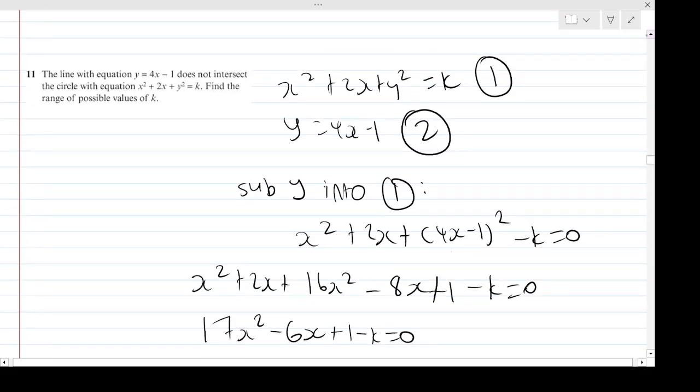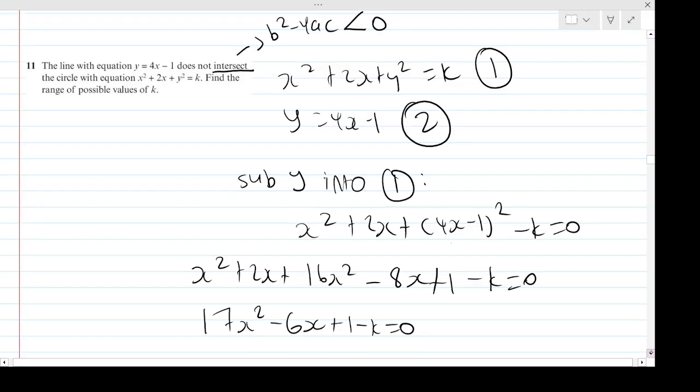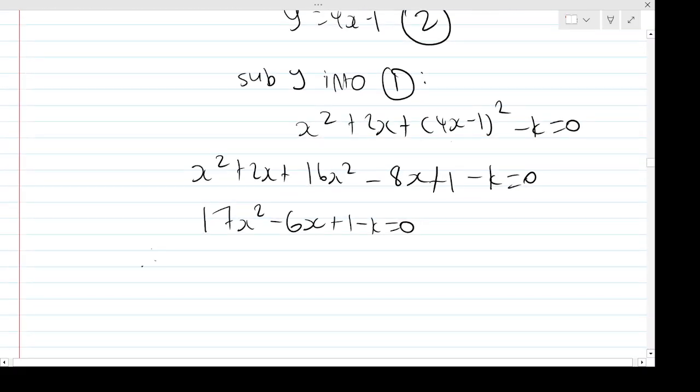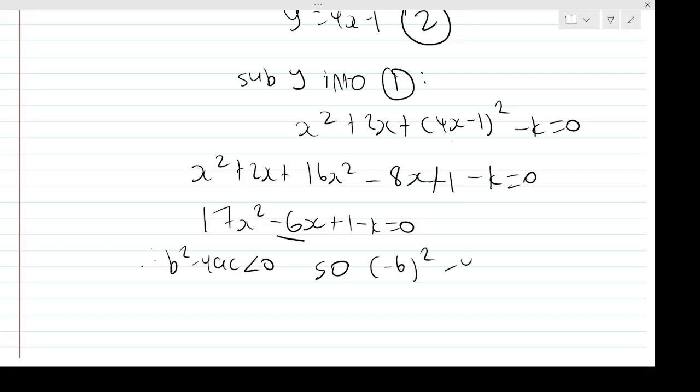Now, we are told the line does not intersect the circle. What does that mean? There's no intersections, so there's no solutions when they are equal to each other. That means that if there's no solutions, the discriminant of the quadratic has to be less than 0. Therefore, if we then do the discriminant here, b squared minus 4ac less than 0, so we get that, well, b squared would be minus 6, all squared, take away 4 of a was 17, then c would be 1 minus k, and that'd be less than 0, okay?